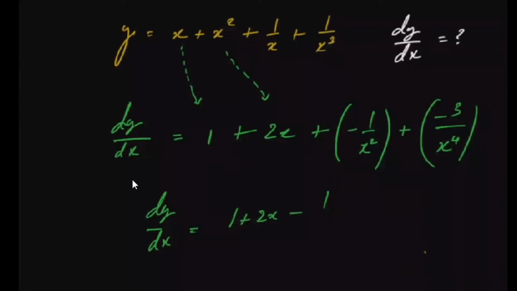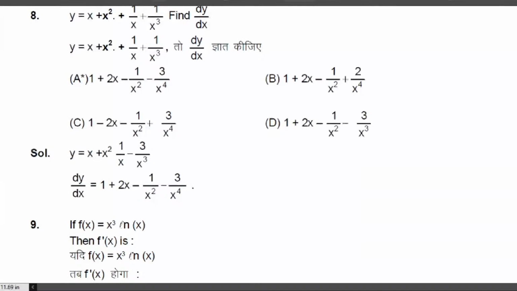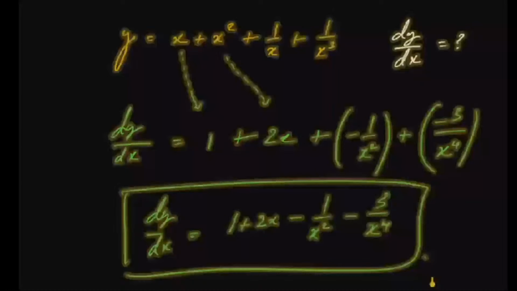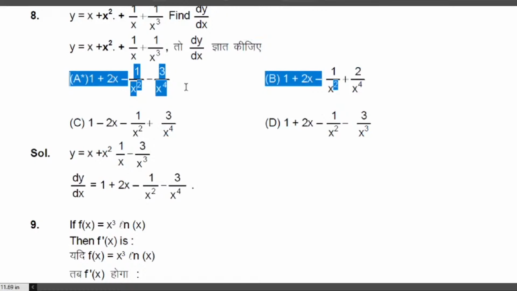This is your answer: 1 plus 2x minus 1 by x squared minus 3 by x power 4. So let me come here and see which the option is. So 1 plus 2x minus 1 by x squared minus 3 by x power 4, that is the answer. So option A is 1 plus 2x minus 1 by x squared minus 3 by x power 4.